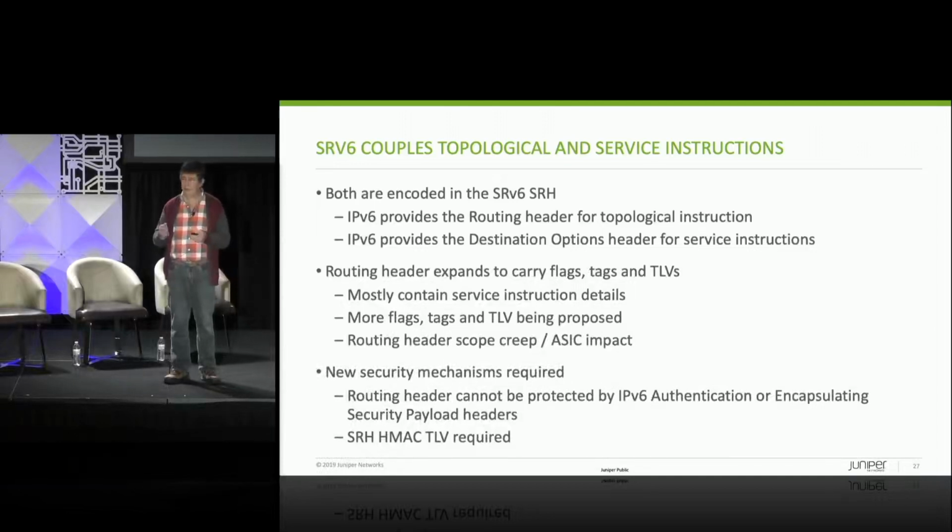This means the segment routing header is going to contain more and more information. Given that this will need to be processed by ASICs, that's probably not good news. Also, this coupling requires new security mechanisms. The routing header can't be protected by IPv6 authentication or ESP headers, so they've had to define a new SRH HMAC TLV.